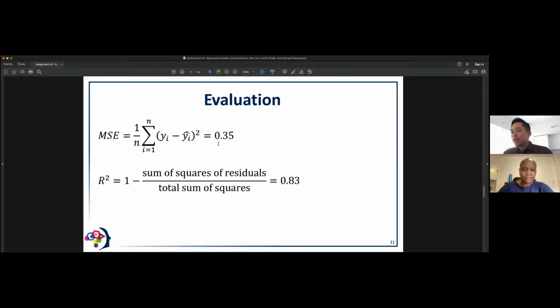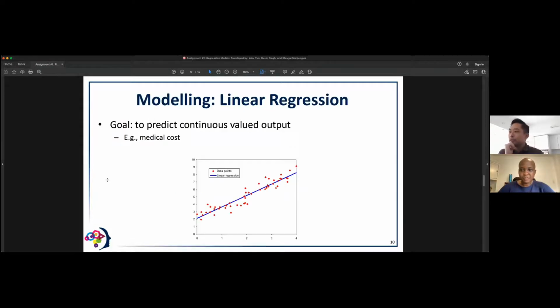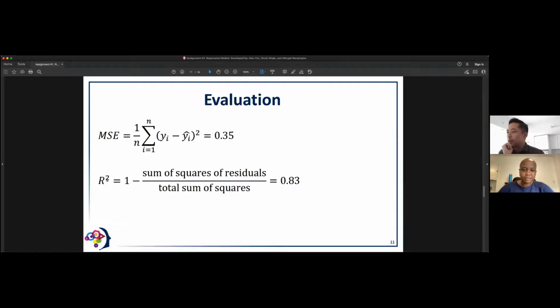And in the case of R squared, the coefficient of determination is giving how well the data fits into our model. So if you remember the linear line that we saw in the previous slide, it's basically giving a numeric value of that. And that value ranges from 0 to 1. So we can conclude that, okay, our model is fitting quite well at 83%.